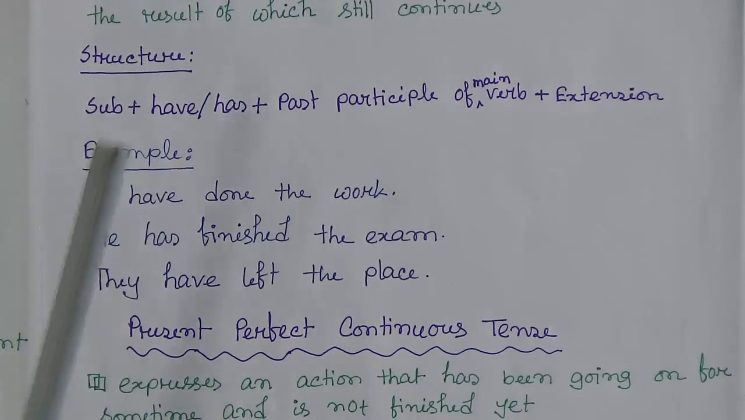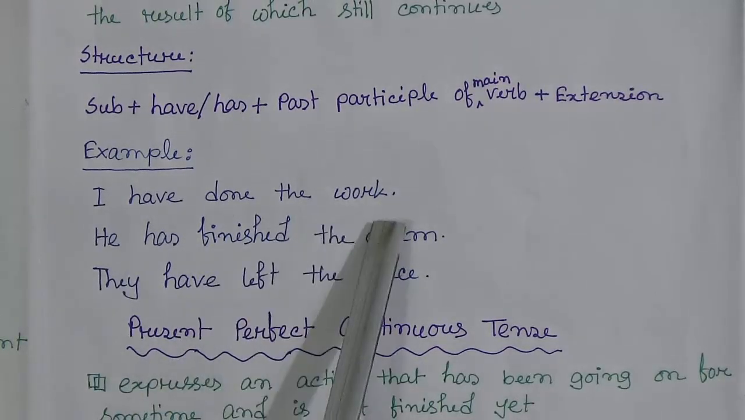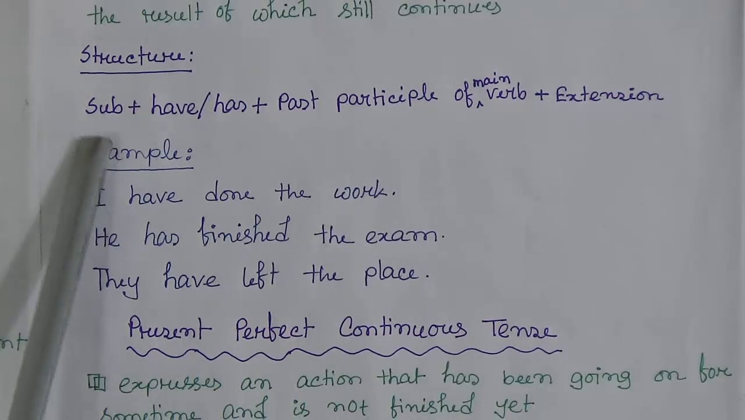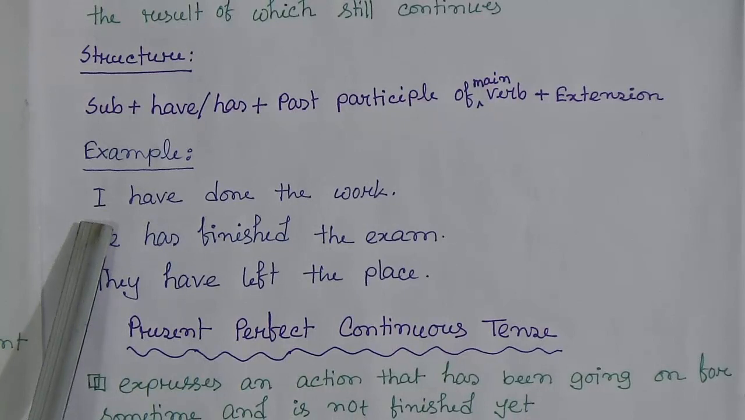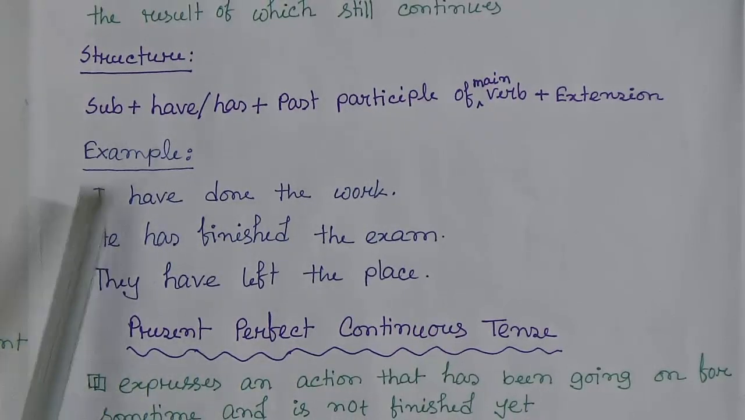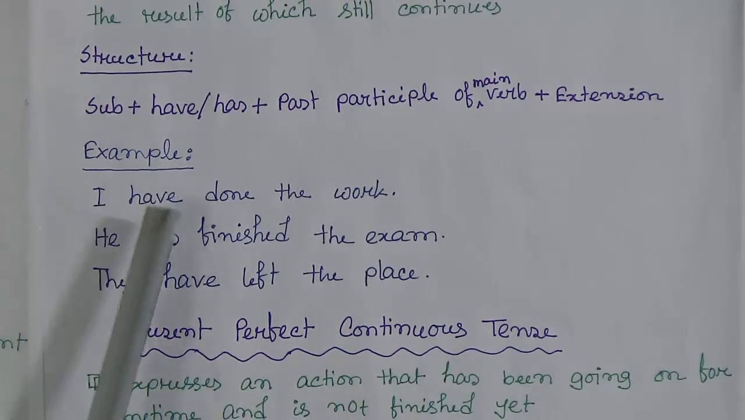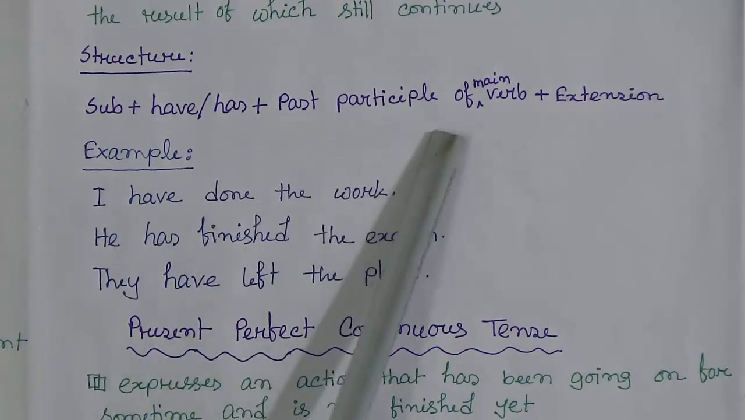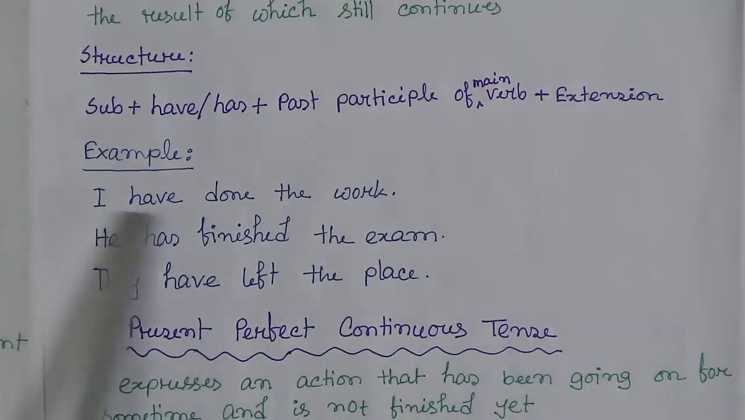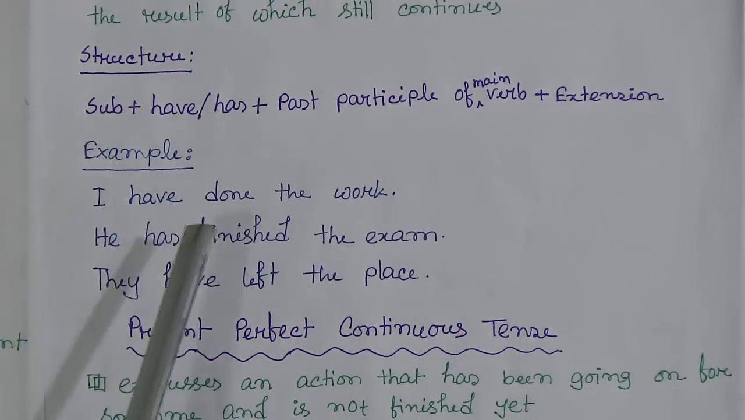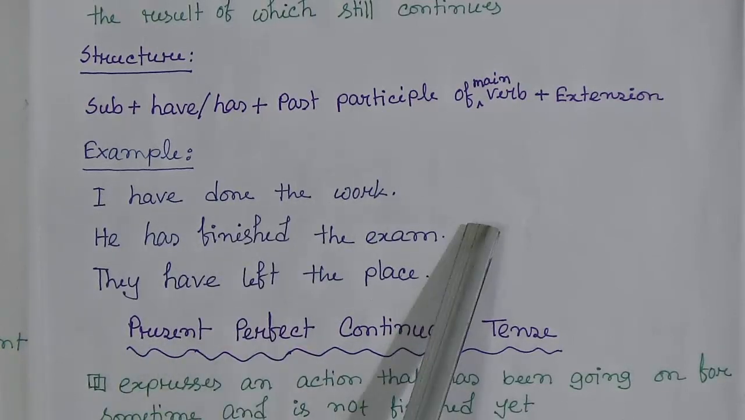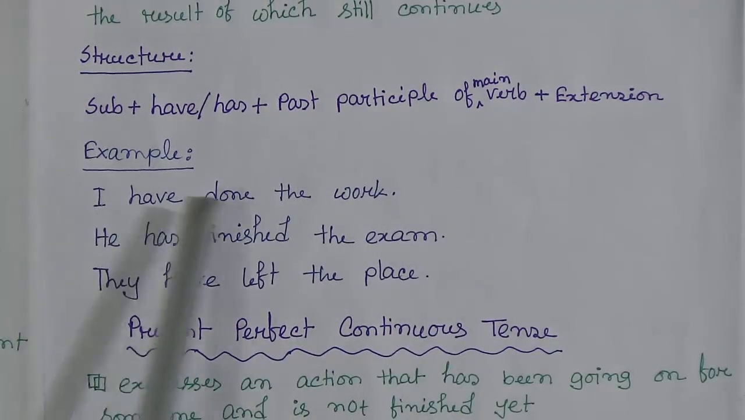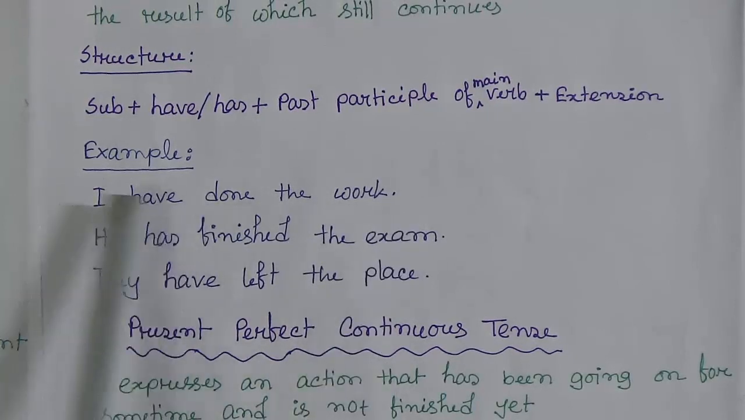And what are the examples? I have done the work. Here, students, according to the structure, the subject is I, and with I we have to use have. I have. Now the past participle of the main verb. Do is the main verb here and the past participle form of do is done. I have done the work. This is the extension.